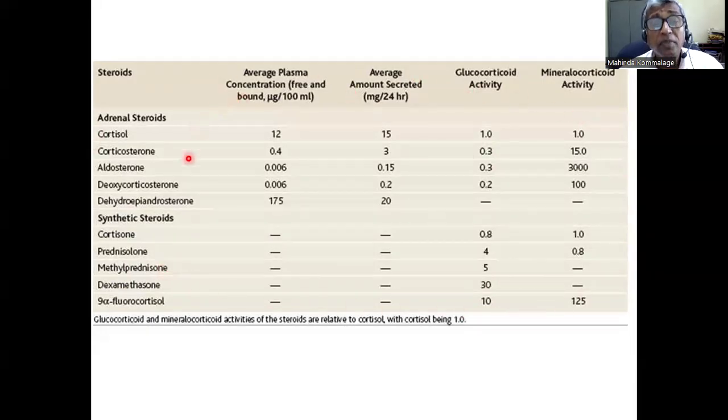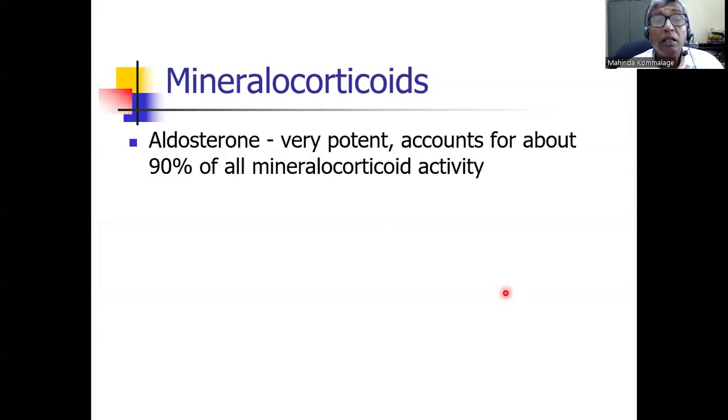So in this table, I want to highlight that one substance secreted from the adrenal cortex might have both glucocorticoid and mineralocorticoid action, but probably one potent action. As an example, aldosterone is a potent mineralocorticoid, but a very, very weak glucocorticoid. That is the point I want to highlight, but cortisol has almost equal action.